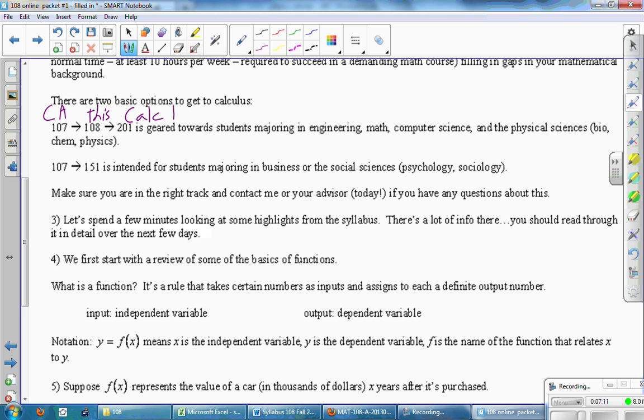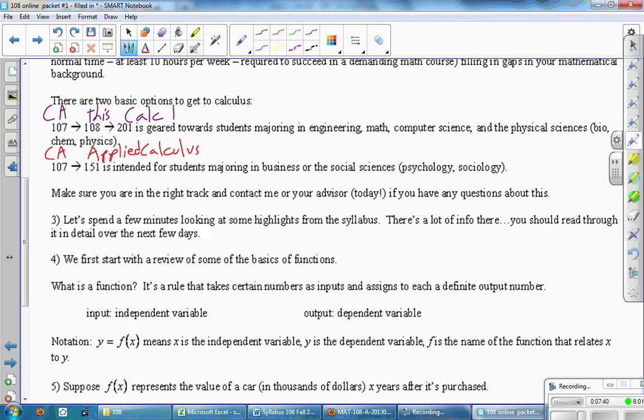An alternative to that track, in fact, a faster way to get to a calculus class, is 107, still college algebra, and then 151, which is our applied calculus class. And if you want to take that 151, you don't need the 108. You don't take this class. You just go directly from the college algebra to the applied calculus class. 151 is intended for students majoring in business or the social sciences, psychology, sociology.